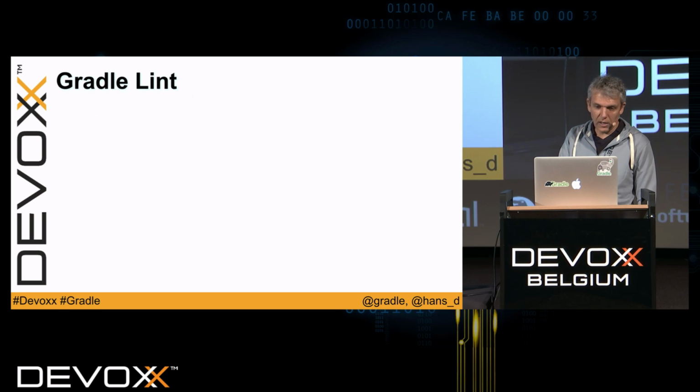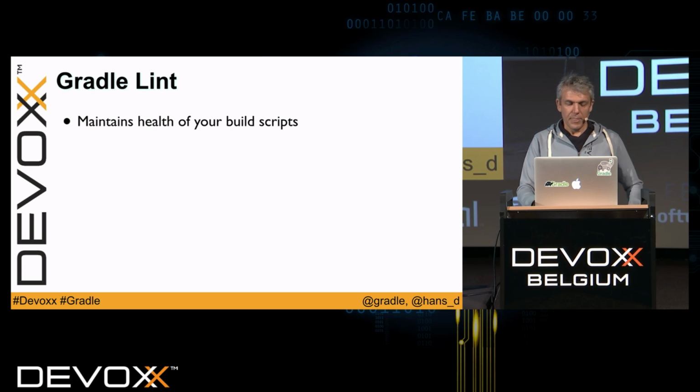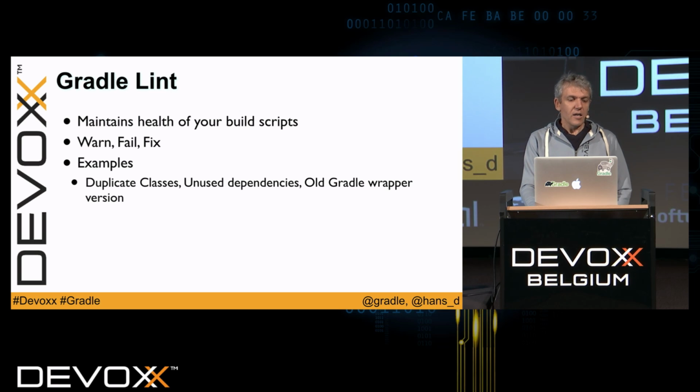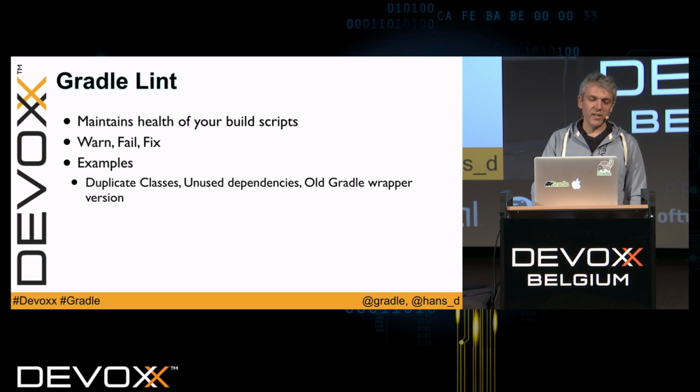Another interesting dimension is build script health and build script maintainability. And there is a wonderful Gradle Lint plugin available that maintains the health of your build script. It issues warnings, it can fail, it can warn, it can even fix things that are not okay with the build script to make it very easy for the developer. So examples are duplicate classes used in the class path, unused dependencies, an old Gradle wrapper version.